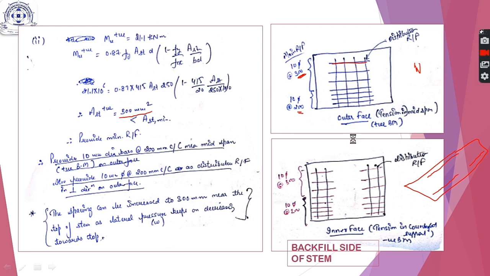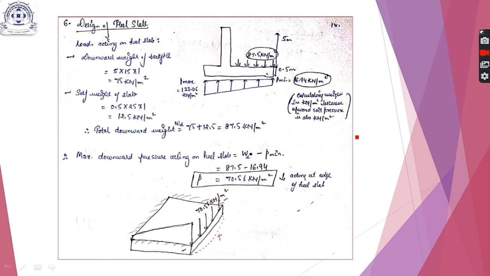Now we do the design of heel slab. For that, first we will have to calculate these forces. So what is the downward weight acting on this heel slab? This is the downward weight of backfill plus the self weight of slab. So downward weight will be the height into density of soil, so 5 into 15, and self weight of slab will be 0.5 into 25.